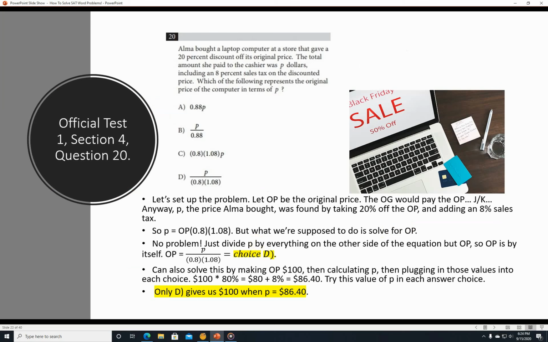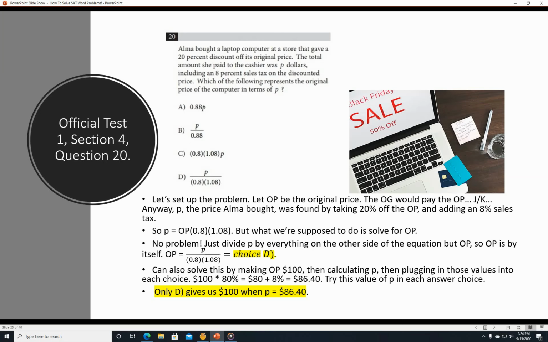Alma bought a laptop computer at a store that gave a 20% discount off its original price. The total amount she paid to the cashier was $P, including an 8% sales tax on the discounted price.